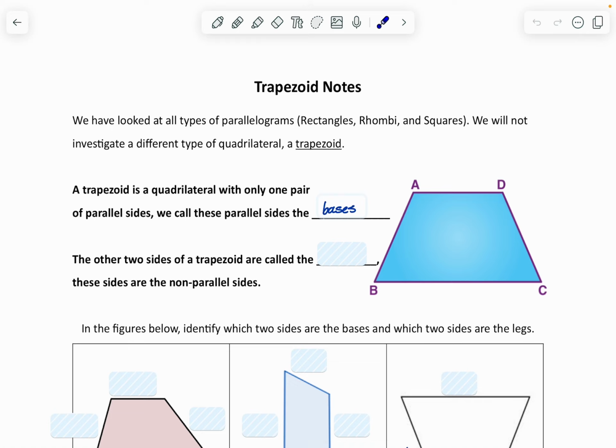And you can obviously see from this picture here, AD and BC would be considered the bases because those two are the parallel sides. The other two sides of a trapezoid are called the legs. These are the non-parallel sides. As we can clearly see, AB and DC are not parallel. If you continue the lines on and on, they intersect. They are not parallel. Those are called our legs.